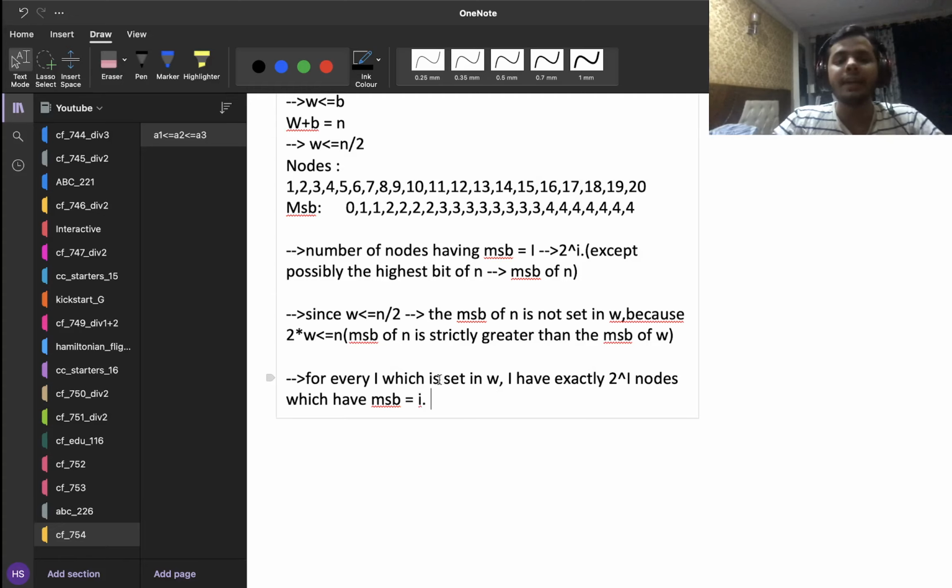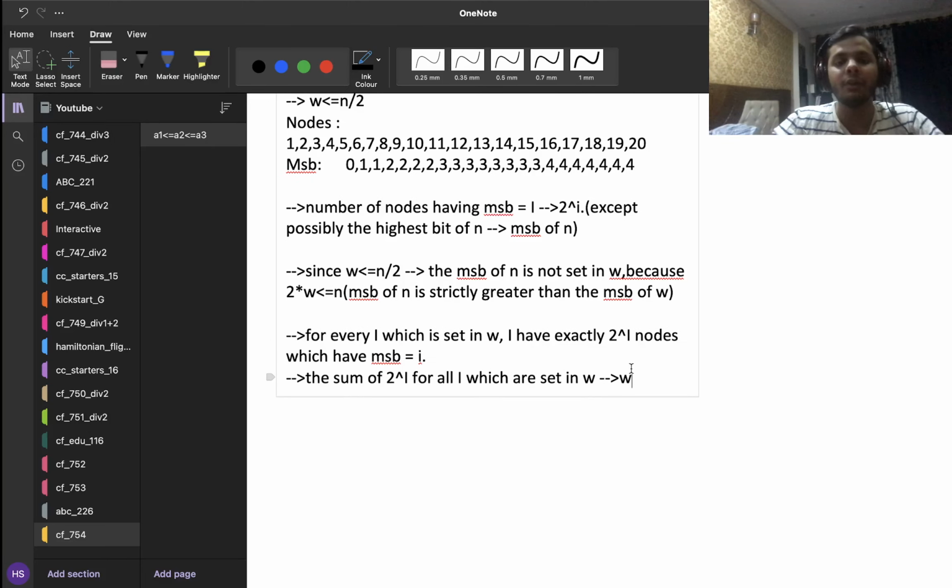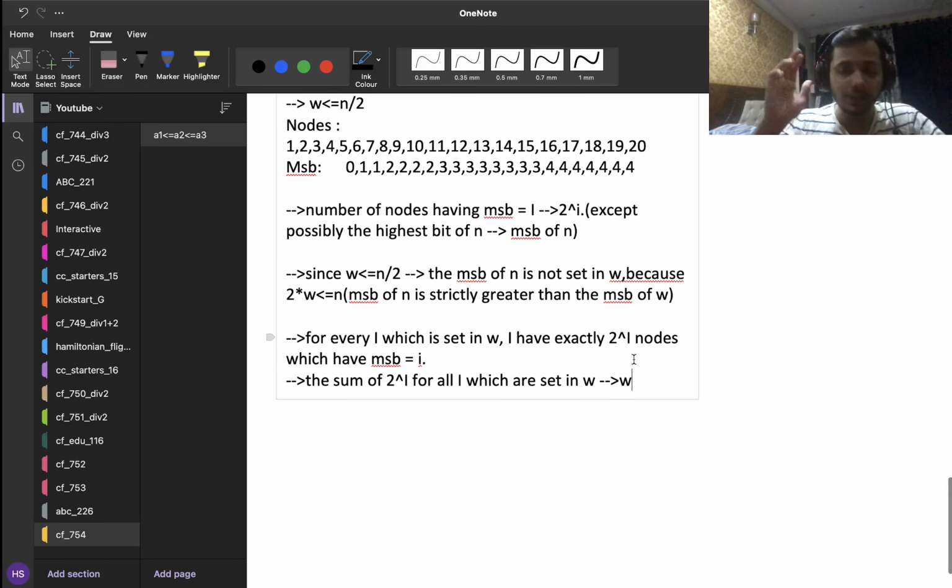And now I can say that the sum of 2 raised to the power I for all I which are set in W turns out to be equal to W, right? Because that's how binary representations work. The sum of 2 raised to the power I for all values of I which are set in a particular number just gives us that number in decimal form, right?